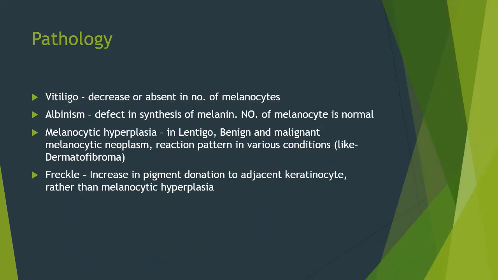The abnormalities of melanin synthesis can be seen in vitiligo, where there is an absence or reduction in the number of melanocytes. And in albinism, there is a defect in melanin synthesis, that is, the number of melanosomes is reduced, but the number of melanocytes is normal.